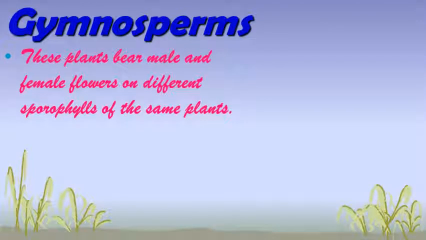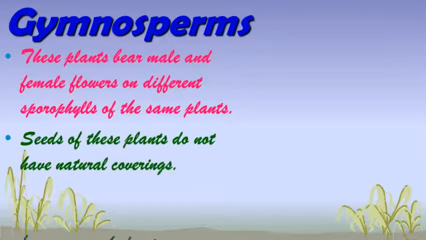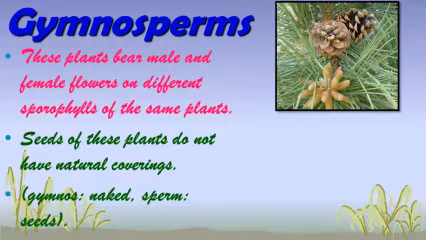Now next, these plants bear male and female flowers on different sporophylls of the same plant. Here you can observe the two types of cone. First is the golden-colored one, which we saw in our previous slide, and next is a rose-type cone. So these are the male and female cones present on the same plant.